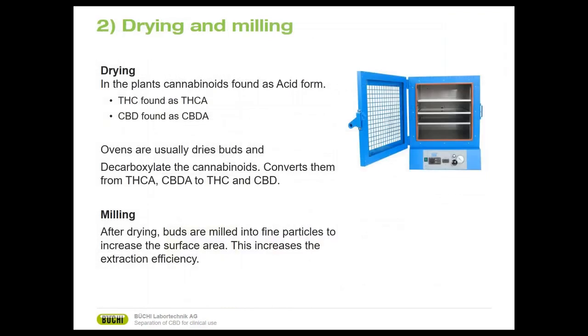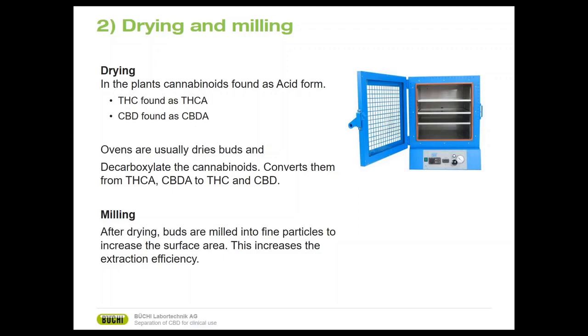So once we grow our plant, the next step will be drying and milling. Once the cultivation and trimming is done, we need to dry and grind the buds to make them ready for the extraction. In the drying and decarboxylation oven, we do that. The plant is dried and decarboxylated. That means THC-A and CBD-A is converted into THC and CBD.